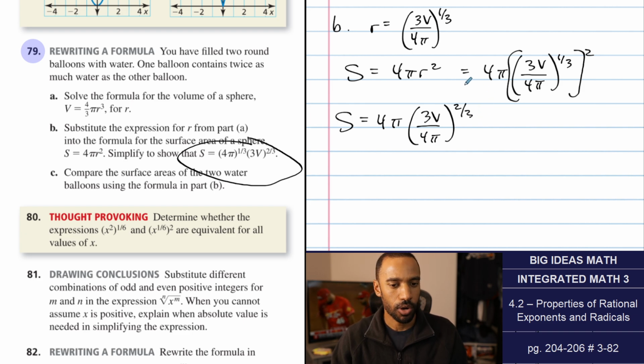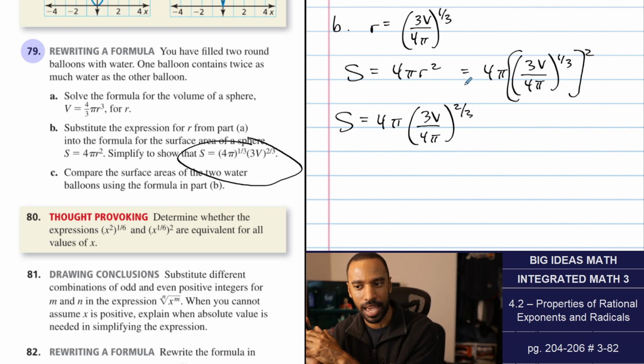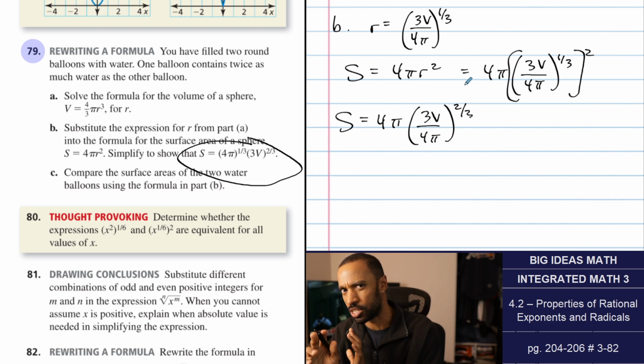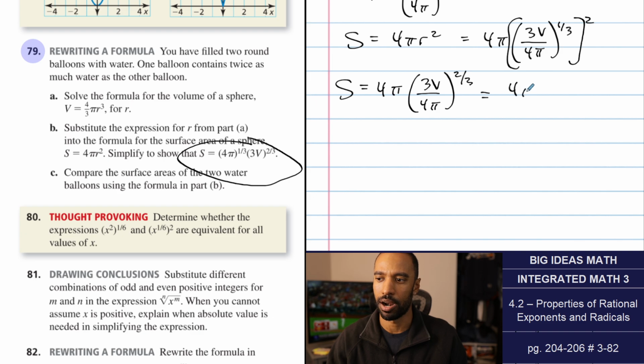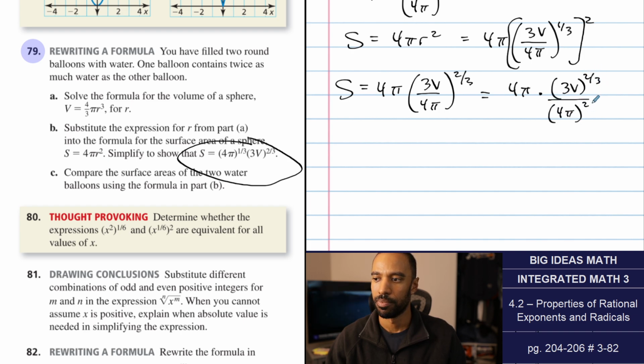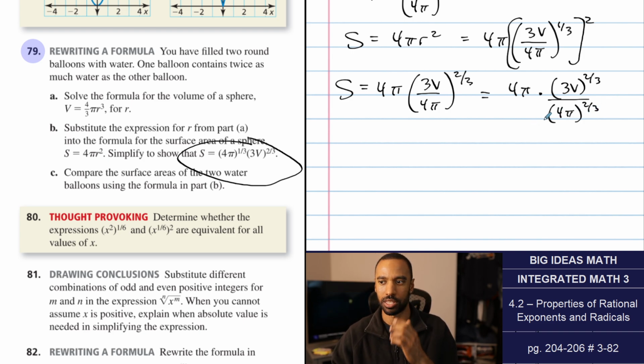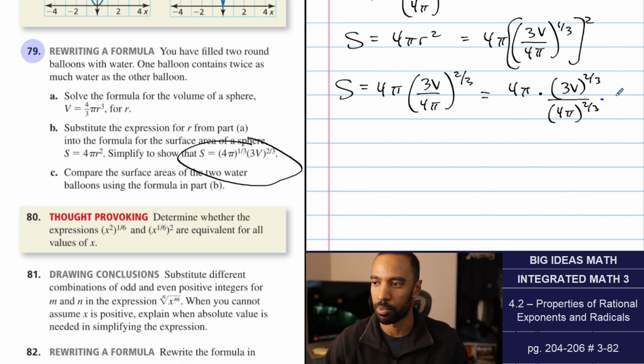Now, what do we want it to match? Notice how they have no fraction in the end. That probably means they rationalized the denominator. So I want to start by splitting that part up, like 3V to the 2/3 over 4 pi to the 2/3. Our goal now is to rationalize this denominator. So I would love to multiply top and bottom here by 4 pi to the 1/3 power, because that'll give me a whole 4 pi on the bottom.